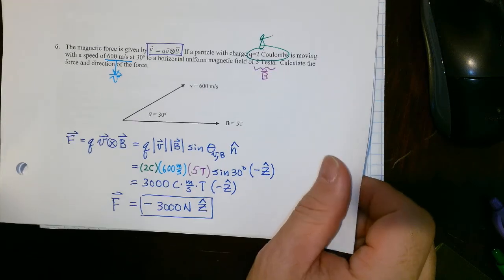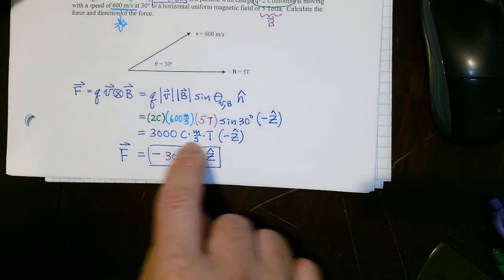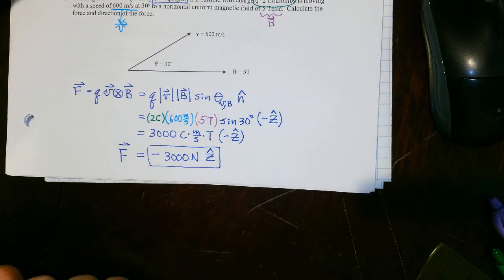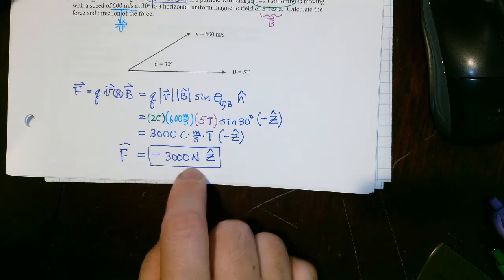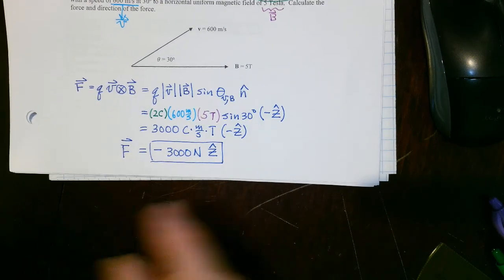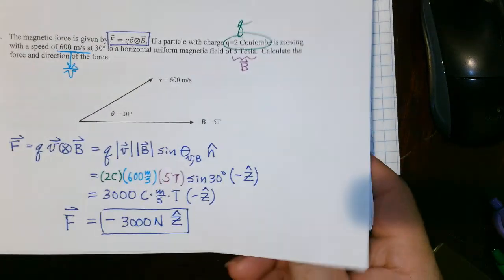How did you get the Newton? Don't worry about that. This whole thing multiplied together just becomes newtons, and you'll learn about that in E and M. I just know it's going to be newtons because it's force we're working with. All right. Any other questions?